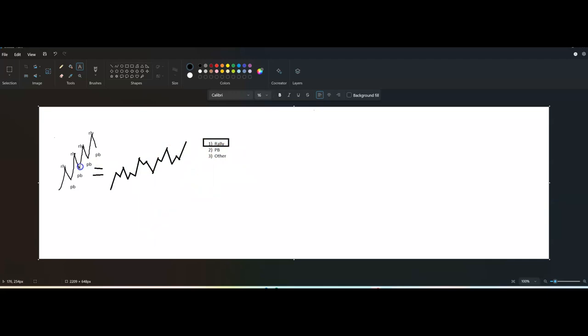Here you have one pullback wave, but typically you have more than one. You have like two or three, sometimes three. Why is that the case? Because there's accumulation or reaccumulation occurring. So typically you'll have at least two or three pullback waves. You don't have one pullback wave most of the time, unless it's really a deep wave.